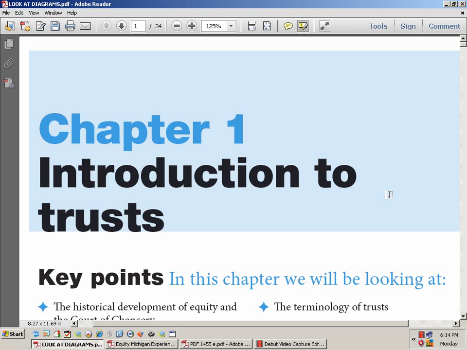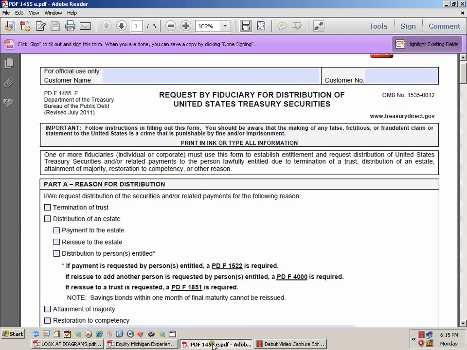Going to spend some time talking about this Chapter 1, Introduction to Trust. More on trust, contracts, law, and equity. Before we do that, an interesting form that a brother sent me. Daniel Joseph sent this to me over the weekend. It's PD F 1455E, which is a request by a fiduciary for distribution of United States Treasury securities.